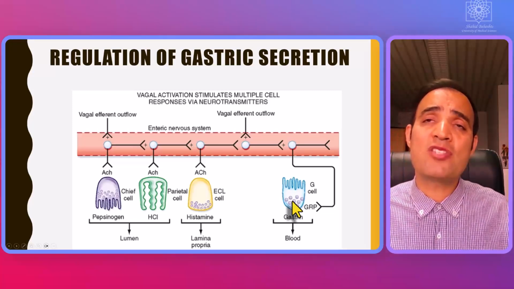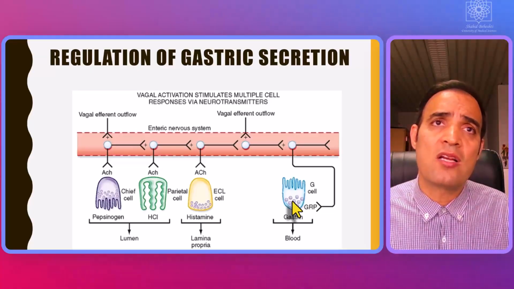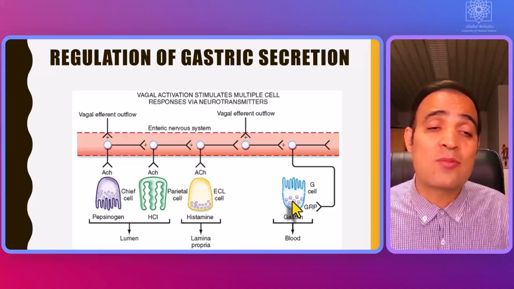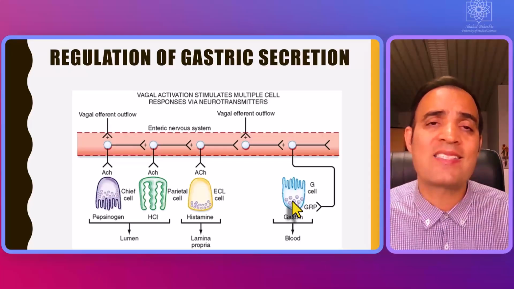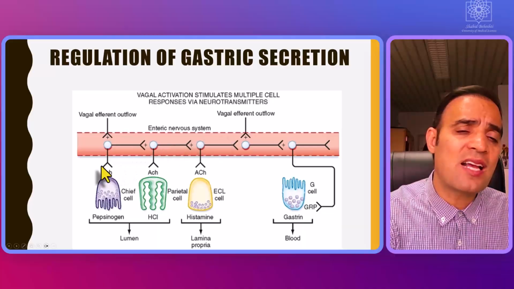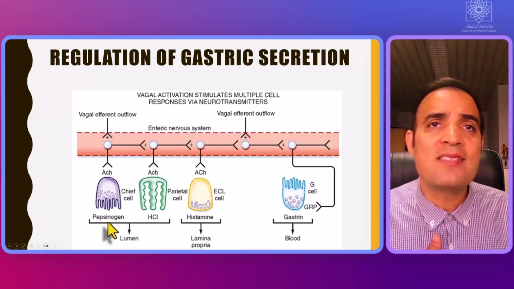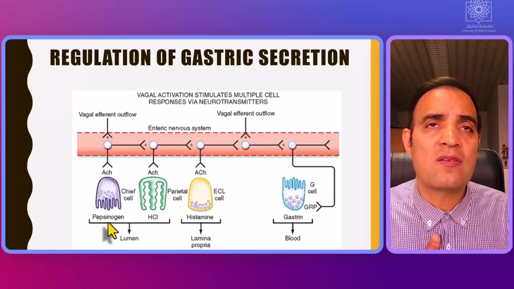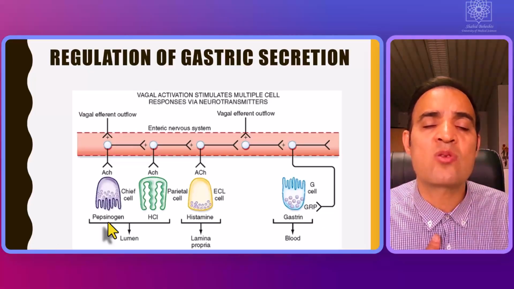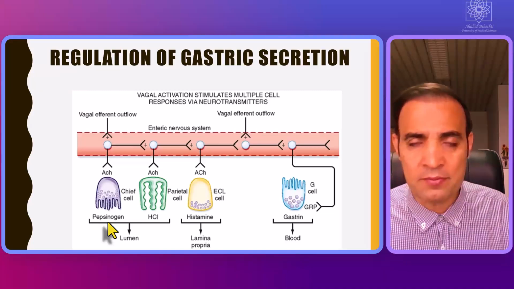This shows how strong the vagal system is, that it is able to stimulate all aspects of acid secretion, not just acid secretion. Also, you can see that acetylcholine stimulates the chief cell to release pepsinogen. The enzyme released from the chief cell is also being controlled by the vagal system.